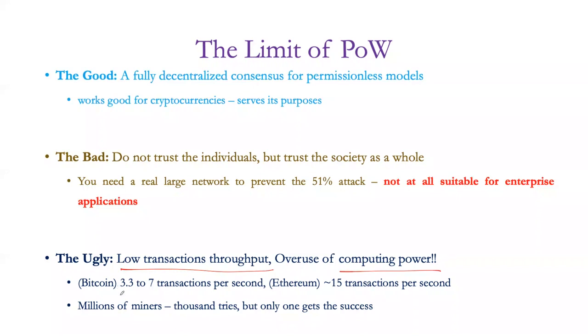In Bitcoin it is about 3.3 to 7 transactions per second, whereas in Ethereum approximately 15 transactions per second are allowed. So these are very low transaction rates for proof of work, because every time it needs to be confirmed by other users. There are millions of miners and they make thousands of tries, but only one gets the successful chance. Every other user's computing power is wasted. So those are a few limitations.